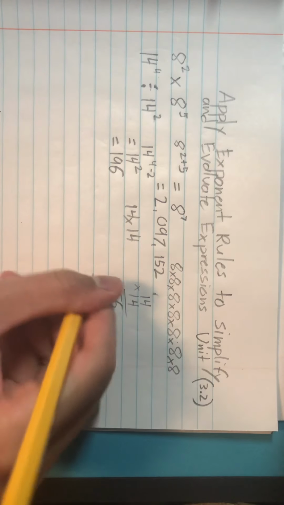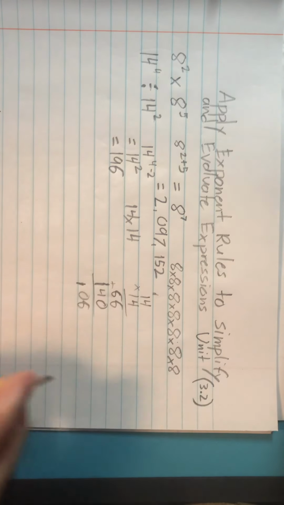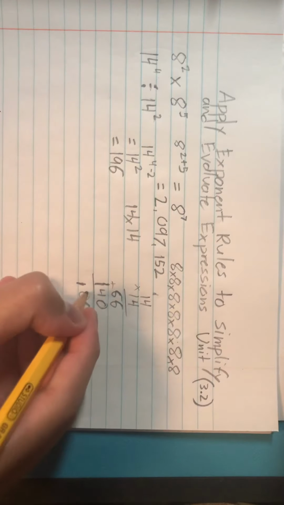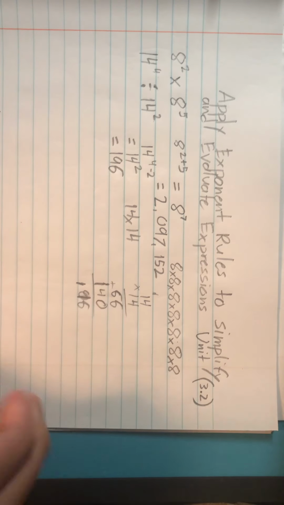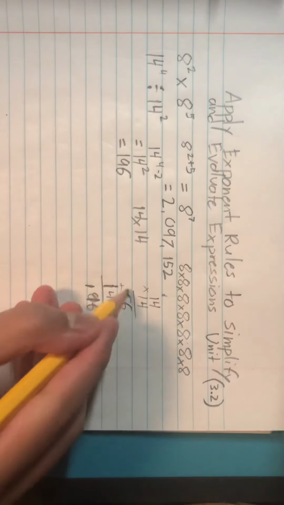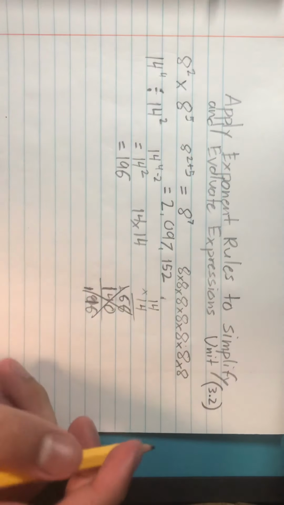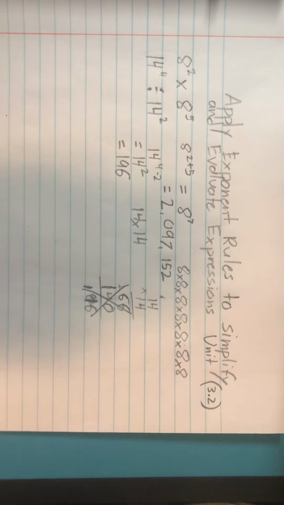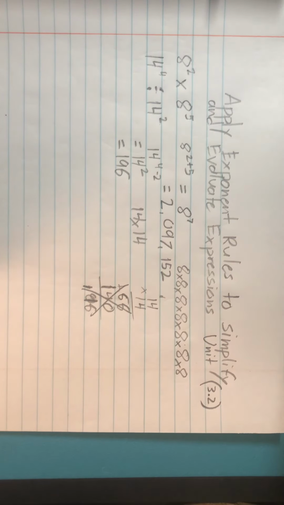Oh, that's wrong. It should be 196. I don't know what happened there. I messed up my multiplying, but you get what I mean. I'm just going to find another equation here in the textbook.